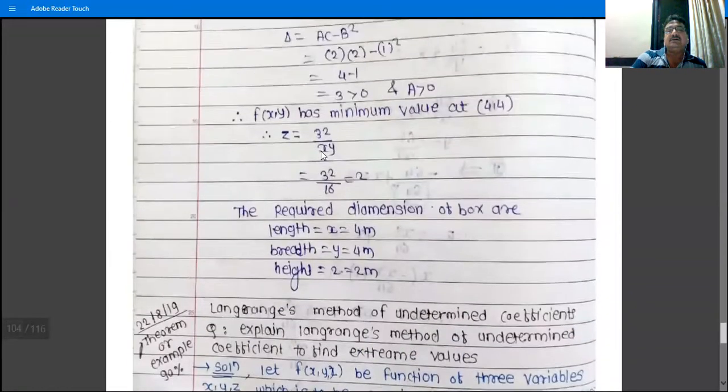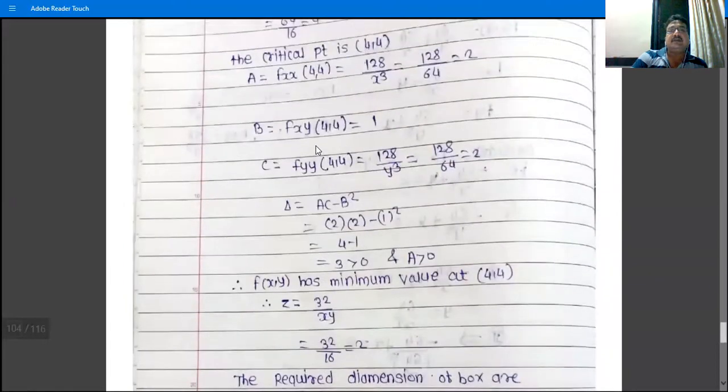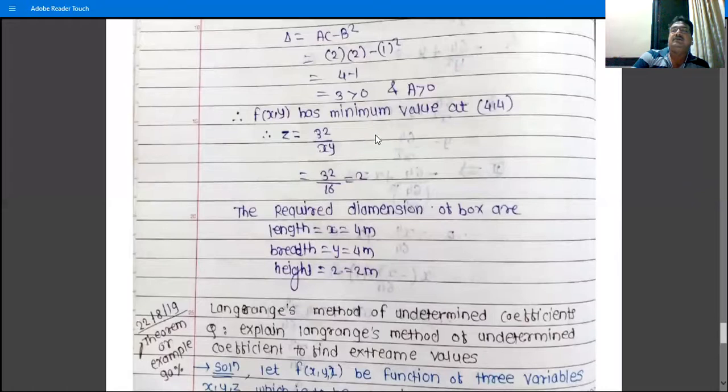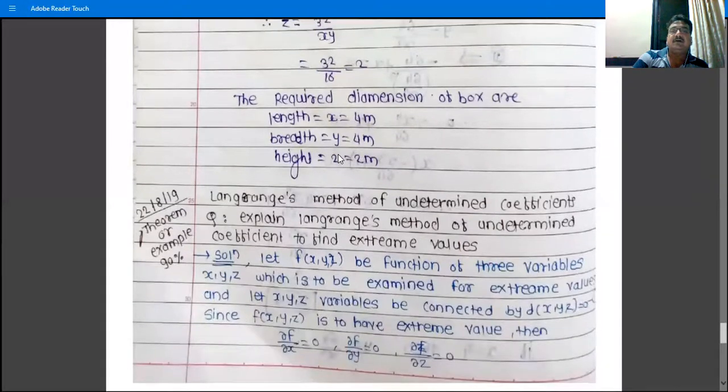These are the problems of extreme values, that is maximum and minimum values for a function of two variables. So solve all the exercise problems of the maximum and minimum values of two variable functions. They are shared with you through the WhatsApp group. These are the homework problems on stationary points and extreme values of the two variable function.